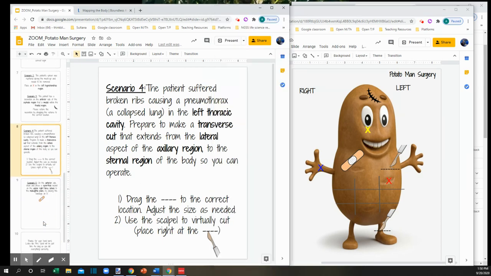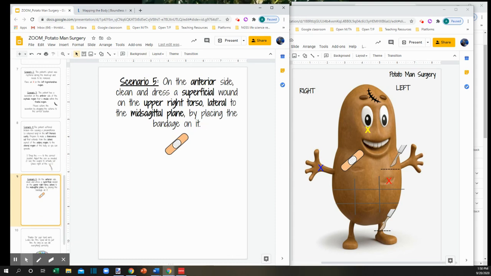And then the last one was just a superficial wound on the upper right torso. So your torso is the top half of your body, right? And so you just needed to do it on the upper right. So again, right over here, okay, lateral to the mid-sagittal plane. So your mid-sagittal plane is completely down the middle here, right? And so if it's saying it's lateral, right, it's going to be this way, okay?